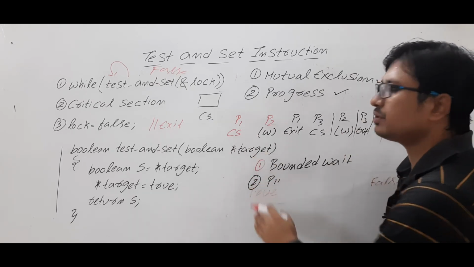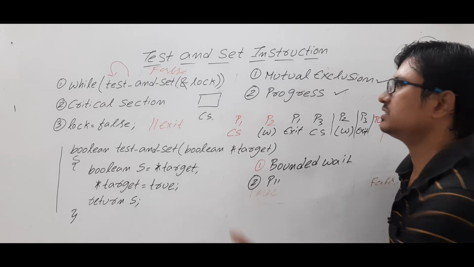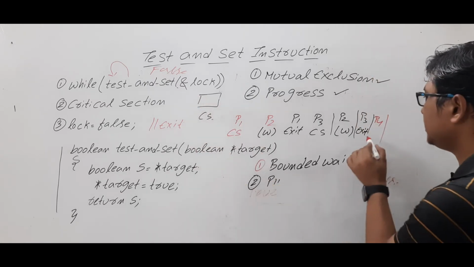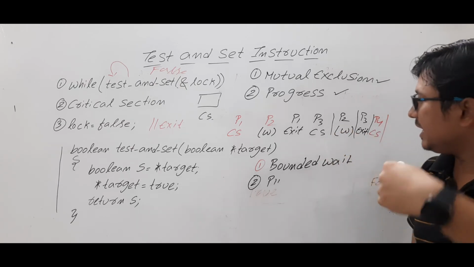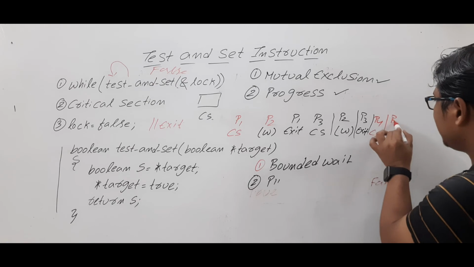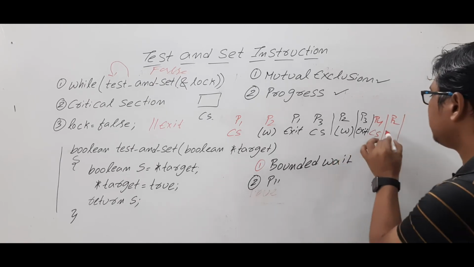Now process P4 is scheduled and it wants to enter into the critical section. As the critical section is vacant, it will enter into the critical section. Now process P2 is scheduled again. Now can it enter into the critical section? No, it will be in the waiting state.